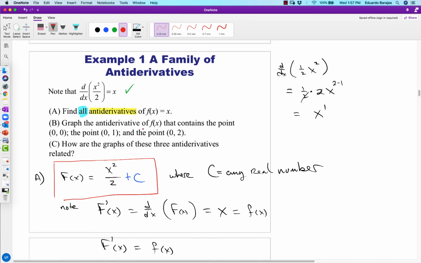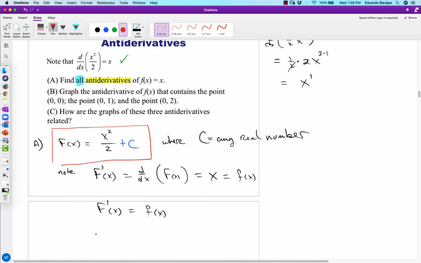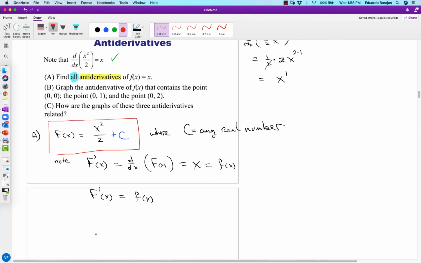Part B, graph the antiderivatives of f that contain the point (0, 0), the point (0, 1), and the point (0, 2). Okay, so for part B, we're given some additional information that can help us find the value of c. So an additional constraint. So for part B, let's start off with the (0, 0).